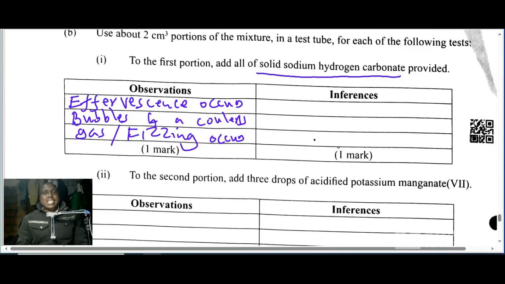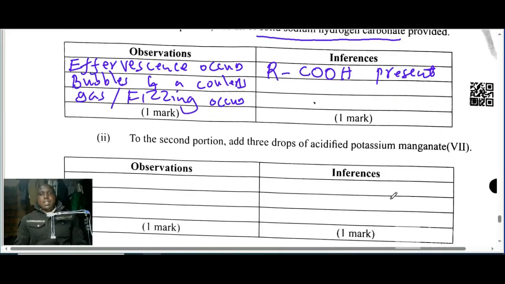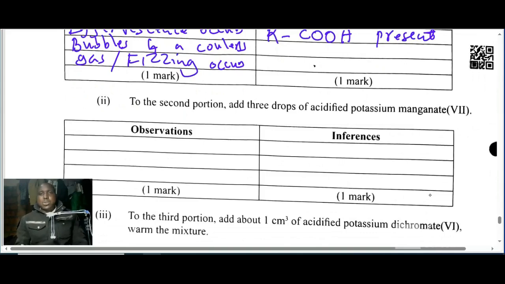And the general representation of organic acids, carboxylic acids like ethanoic acid and butanoic acid, we use RCOOH. Present. So if there was no effervescence, you write absent.